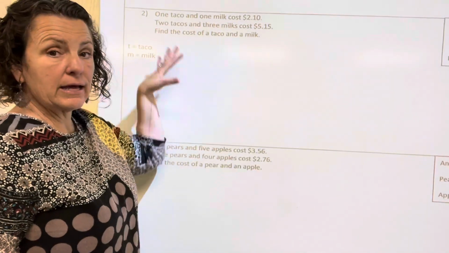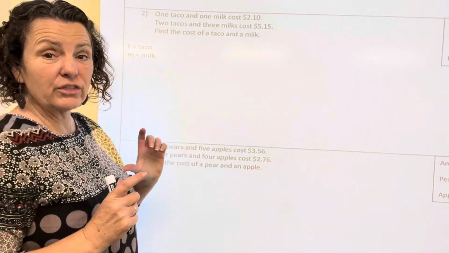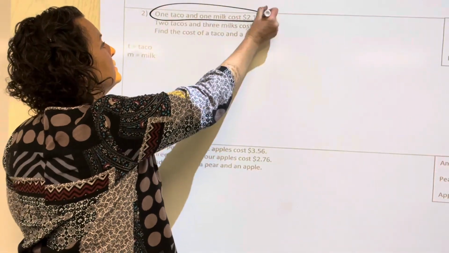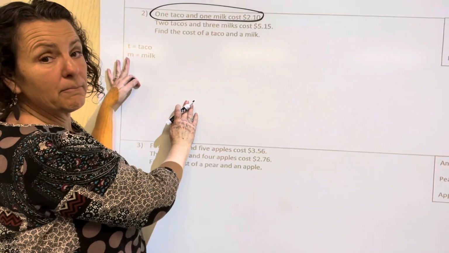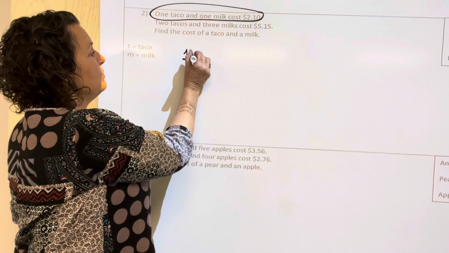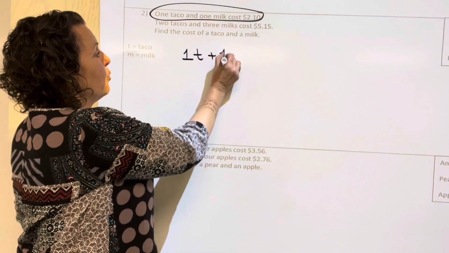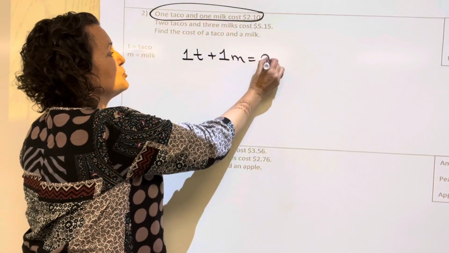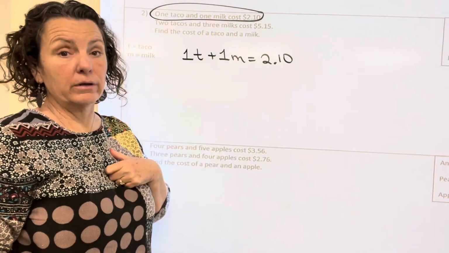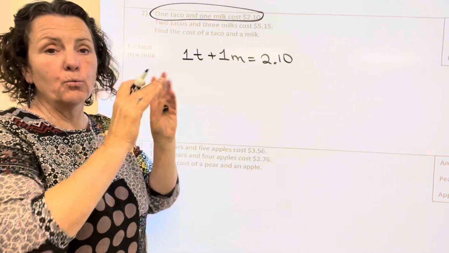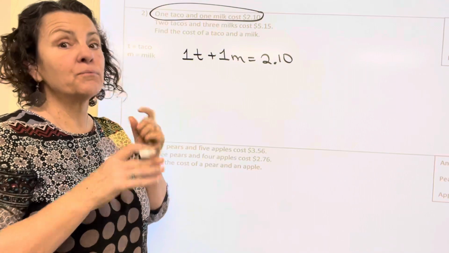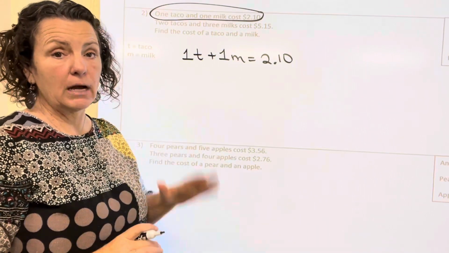This time you notice that the little boxes aren't there for you, so we're gonna have to do it ourselves. So this first sentence, T for taco, M for milk, or use whatever letters you want. So we have one taco plus one milk is $2.10. Miss Miller, do I have to put the one? I would. I highly recommend you put the one. Even if you're a kiddo who's not as much of a visual learner as myself, I highly recommend it. It's gonna help you at the end, I promise.